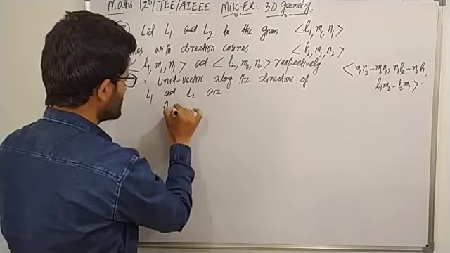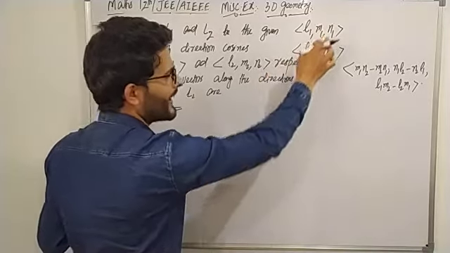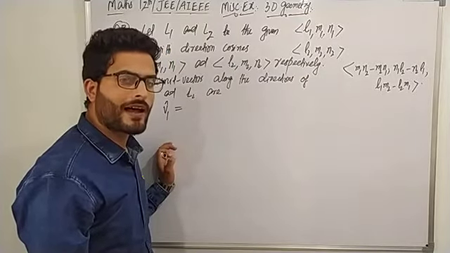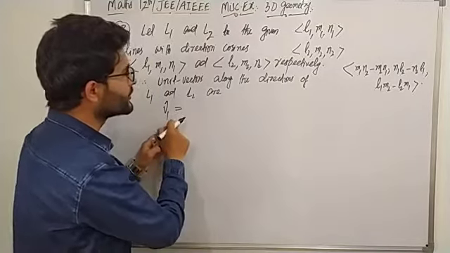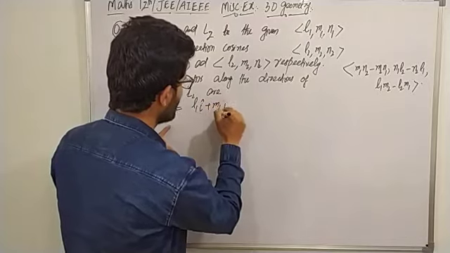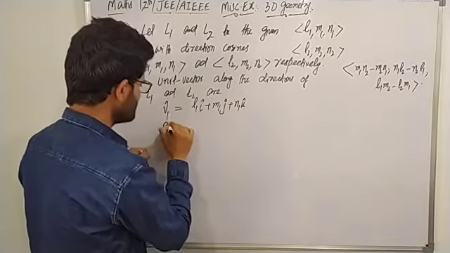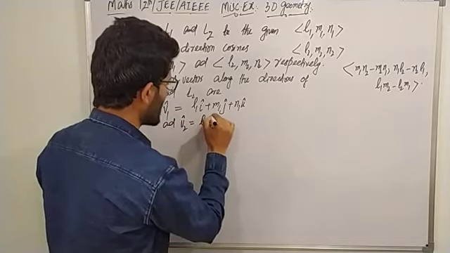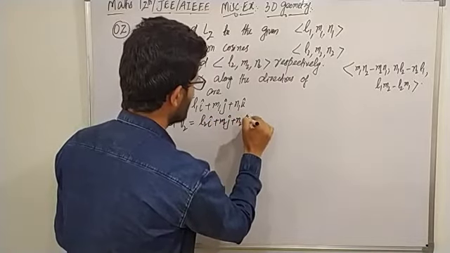पहले यूनिट वेक्टर को सपोज V1 cap से डिनोट करेंगे एंड दैट मस्ट बी इक्वल, सिंस L1, M1, N1 are the direction cosines. So the direction cosines of a line or direction cosines of a vector are the scalar components of unit vector. तो यूनिट वेक्टर क्या बनेगा? L1i plus M1j plus N1k and V2 cap must be equal to L2i plus M2j plus N2k.